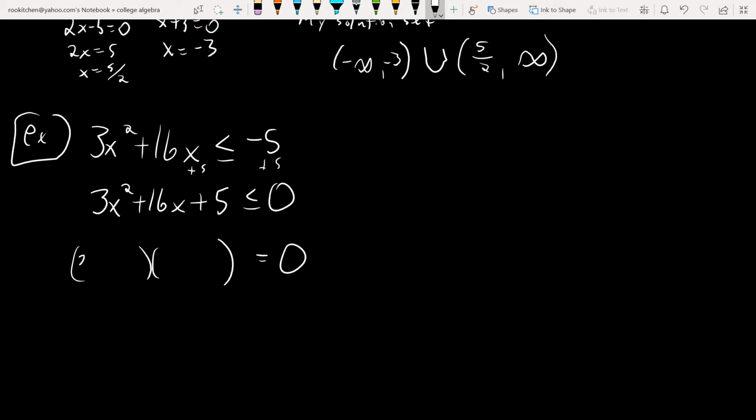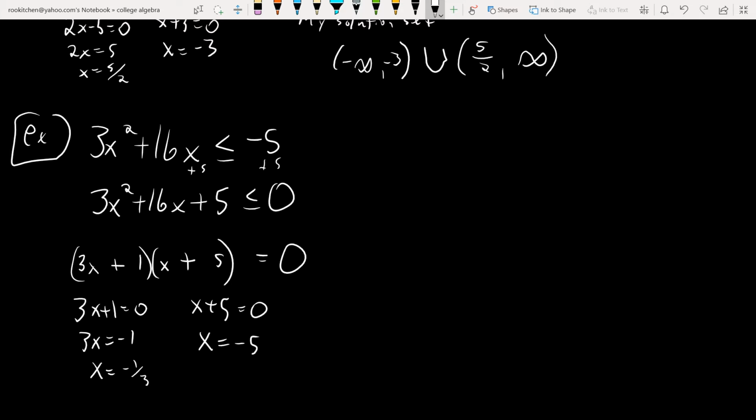So you'll have 3x and x, and it looks like 5 and 1, and then it has to be plus plus. So I have 3x plus 1 is 0, and x plus 5 is 0. So 3x is -1, and x is -1/3. Over here, x is -5. Once you get those, you plot them on your number line. So -5 is to the left of -1/3. Then you're going to get your test values, your signs, and your conclusions.